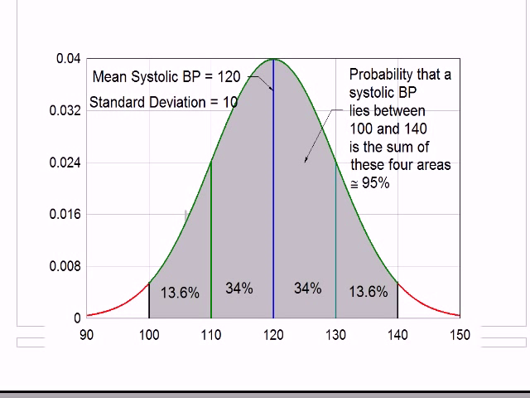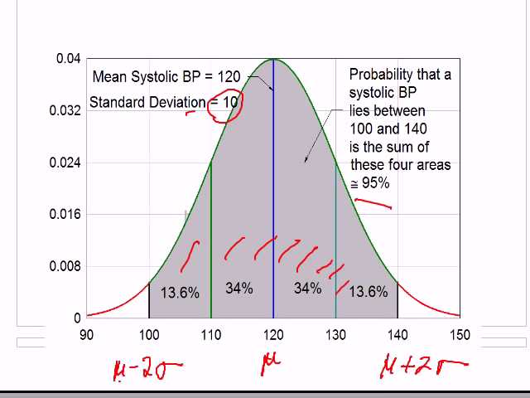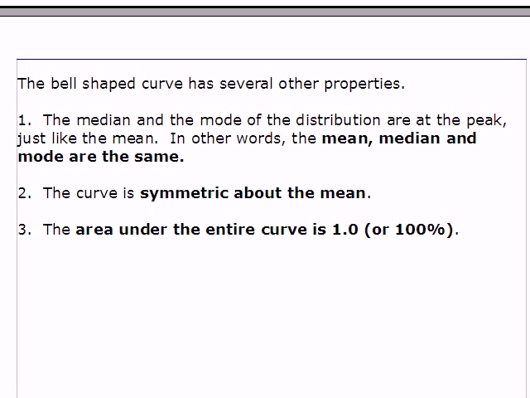Here's your mean, and our standard deviation is still 10. So this would be 2 standard deviations above to 2 standard deviations below the mean, and the probability that the blood pressure would lie between them is the sum of all these areas that we know, and that's approximately 95%.